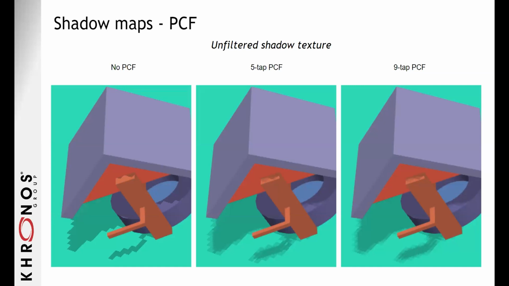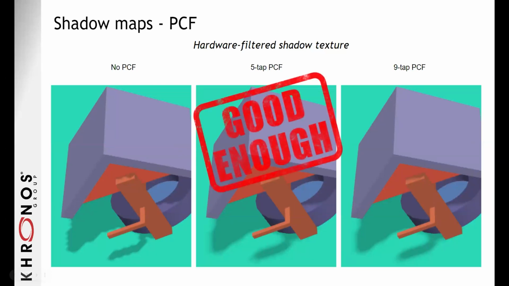So here's a comparison of different shadow filtering implementations. First one is no PCF. It is completely unfiltered. Second is PCF of 5 taps, and the last one is 9-tap PCF. And here's the same filtering, but with hardware filtered shadow texture. And as you can see, it significantly improves image quality. And as you can see, there is virtually no difference between 5 and 9-tap filtering. So according to the golden rule of real-time graphics, this looks good enough, and the 5-tap one is used.